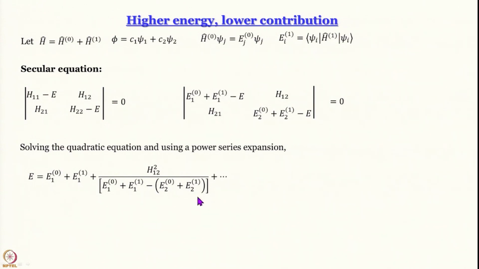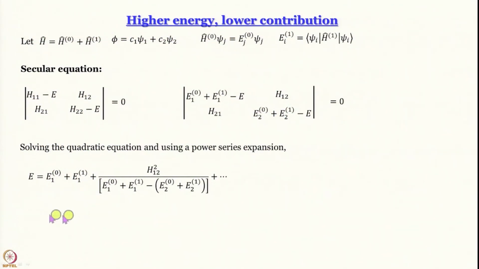If you now remember the earlier problem of particle in a box with that triangular potential, you will remember that H12 is equal to 0. There it automatically follows that E is equal to the 0th order energy plus the first order correction.